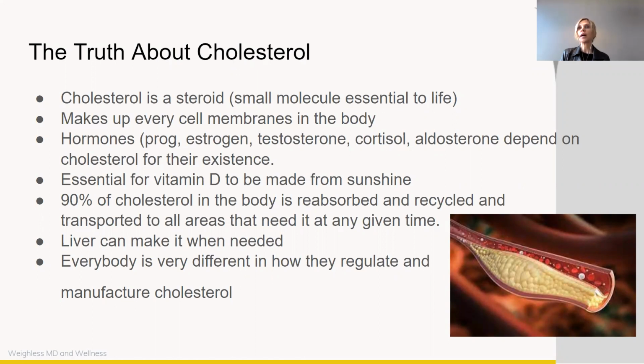90% of cholesterol in the body is reabsorbed and recycled and transported to all areas that need it at any given time. That's how crucial it is. If it wasn't crucial, the body wouldn't be making it. So that's an important thing to note. The liver can make it whenever needed. So if you were starving on a stranded island and not getting any food, your body can actually make it in those times, because without it, you would die.